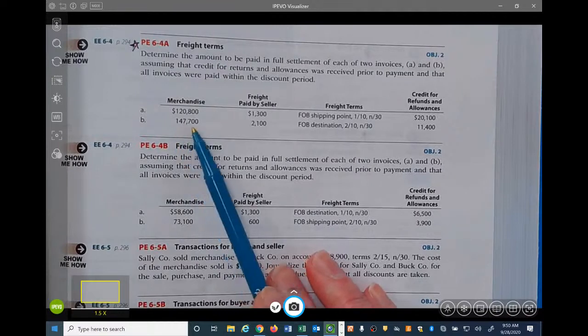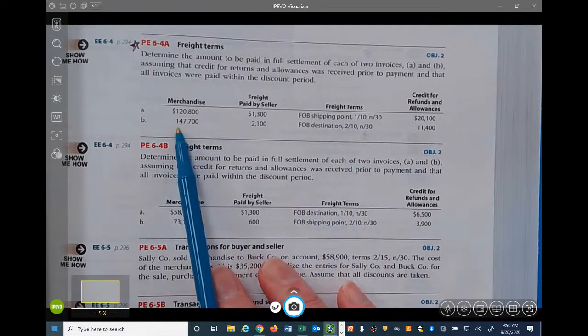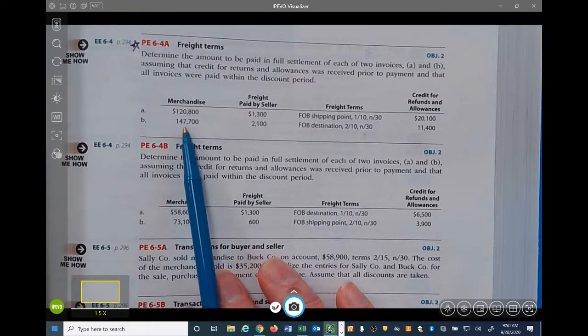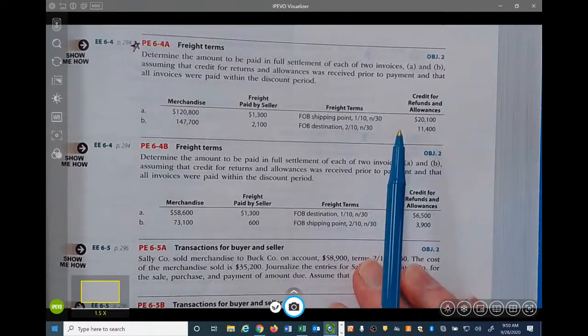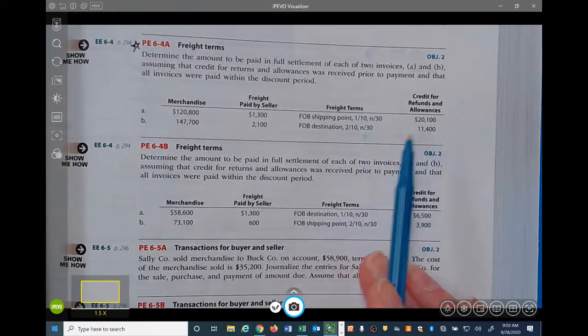Okay, let's look at the next one here and just talk about it for a second. So this one we bought merchandise, $147,700. So what was the final number? The final number is $100,993. Did anyone get that? Yeah, I did. $100,993. Good job.